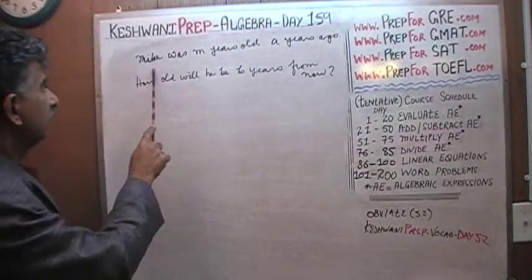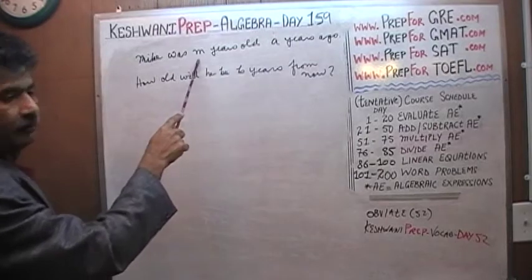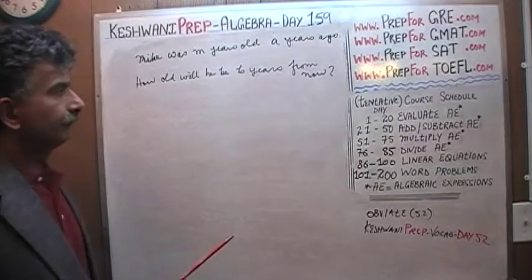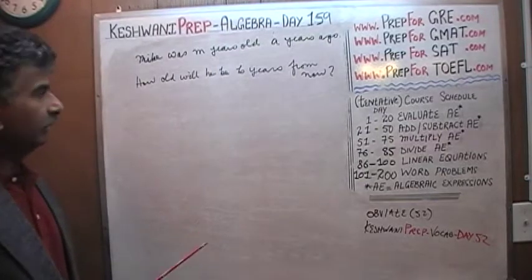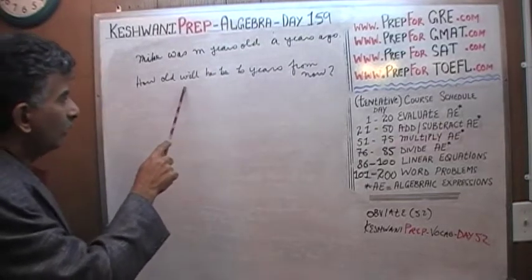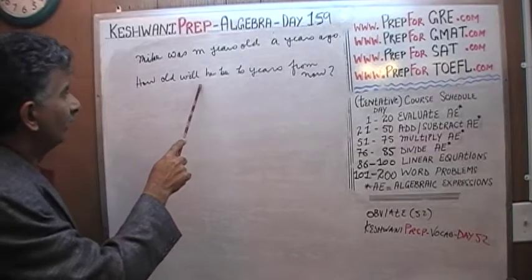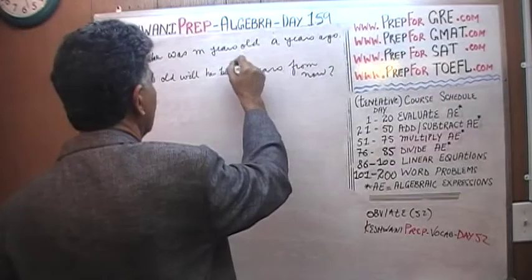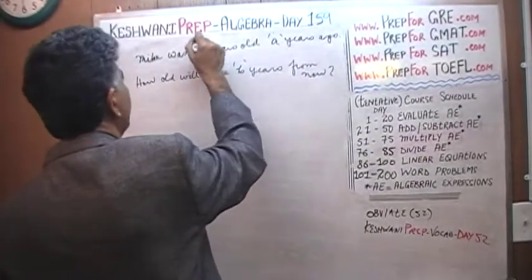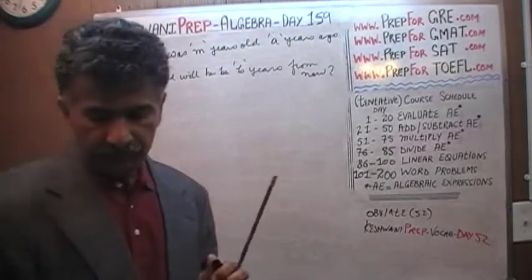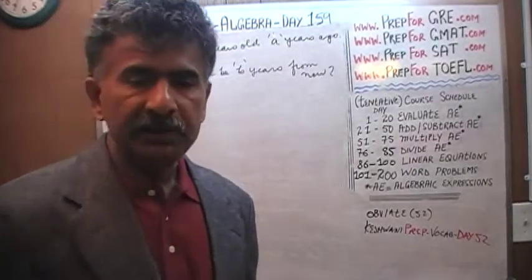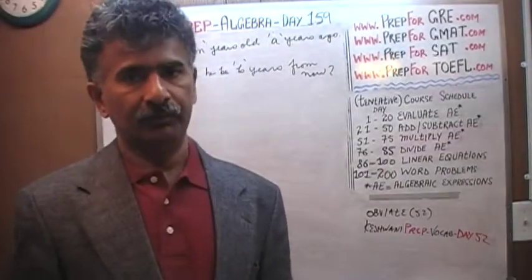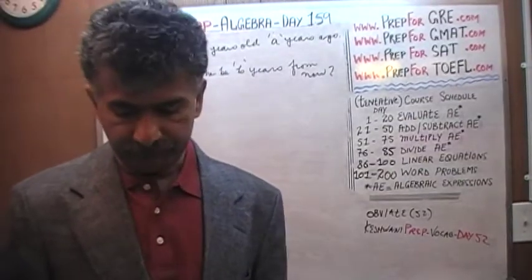We are told that Mike was M years old. M is some number, obviously. He was M years old A years ago. The question simply is, how old will he be B years from now? B is some quantity, obviously. We do not know how much it is. A is some quantity. M is some quantity. The question simply is, how old is he going to be B years from now if he happened to be M years old A years ago? There you go. That's the question.